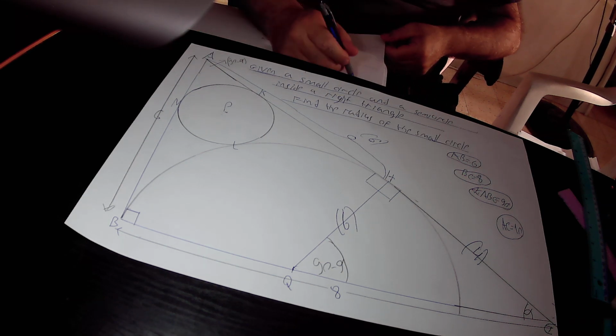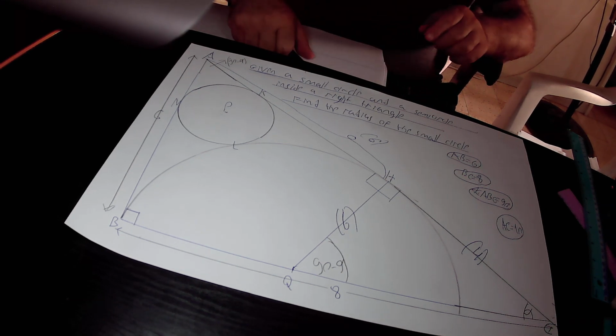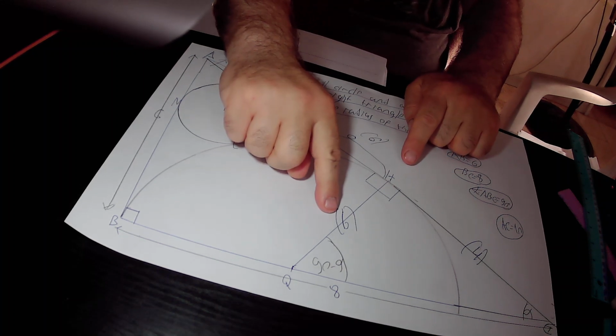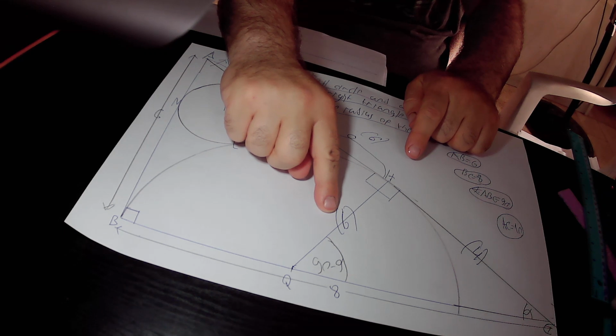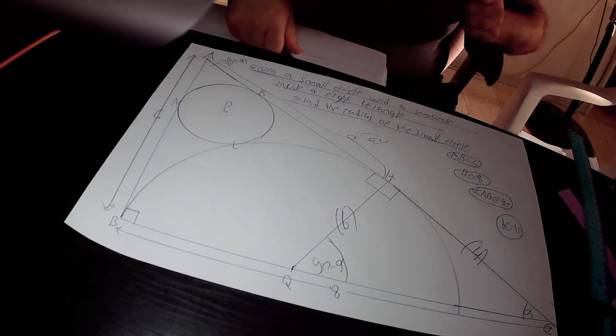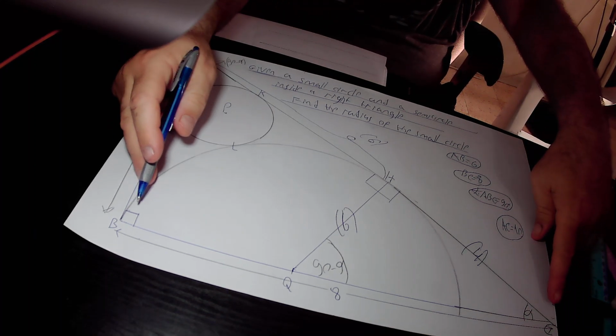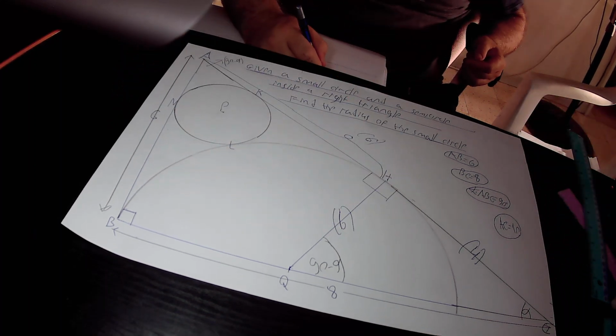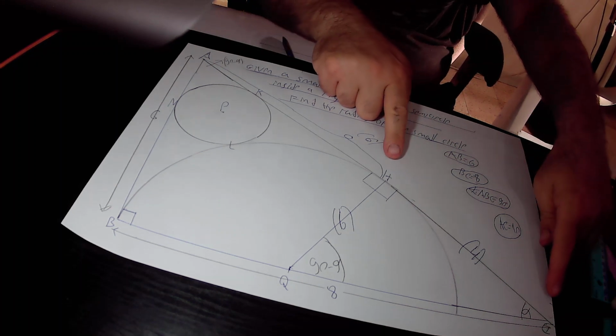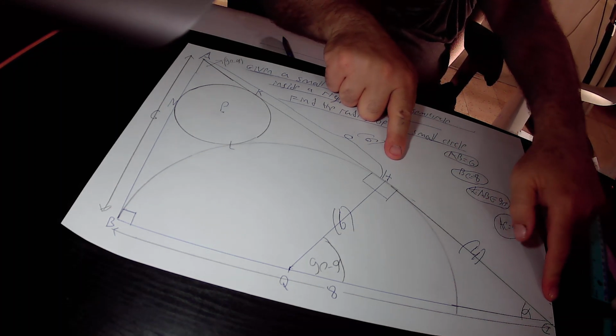AB is 6 over HQ. HQ is B, it is the radius of the big semicircle. So HQ is B, and it is equal to BC. BC is 8 over HC. We already found out that HC equals 4 units in length.